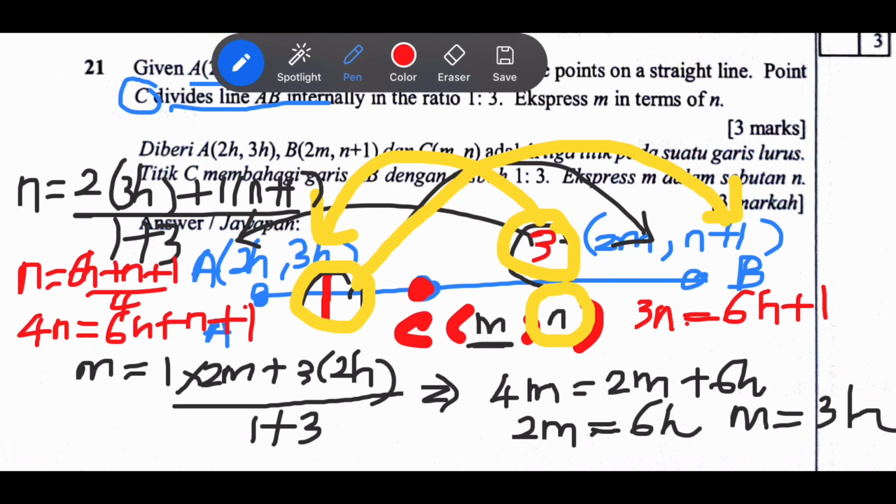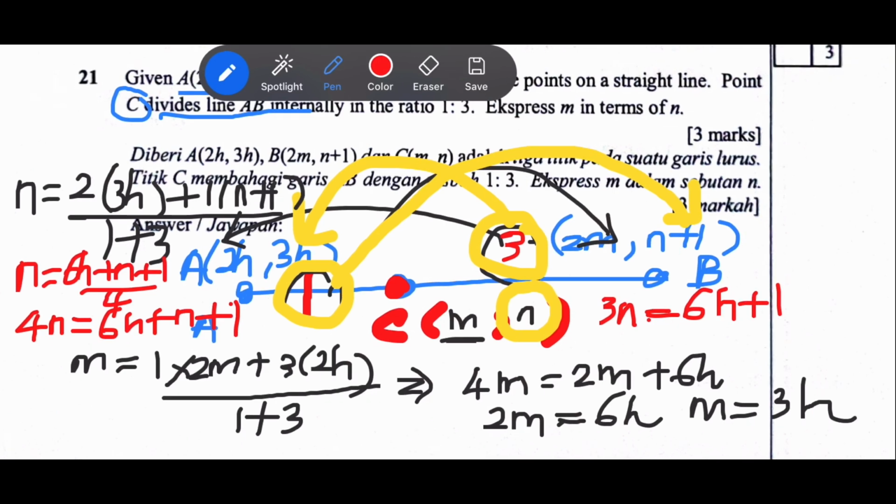Alright? So you try and see whether you can get the answer. And you have to express your answer, finally, according to them, as M in terms of N. So maybe you have to substitute or solve the simultaneous equations to get M in terms of N. Let's try on your own first before you refer to my answer.